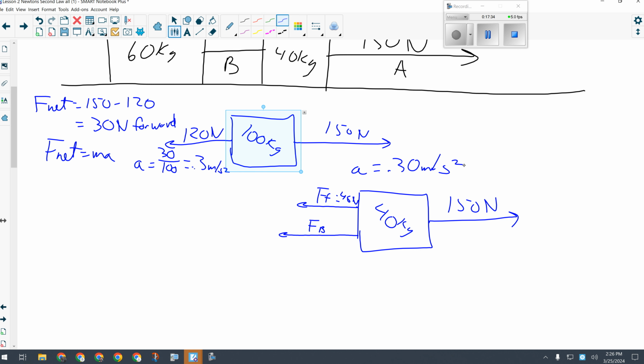Right? F net. Yeah, I can find F net. I know the mass of the 40 kilogram box. I know the acceleration of the 40 kilogram box. So, as we said, in every Newton's second law question, you're going to use both of these methods. Right now, I have M and A, so I'm going to multiply them together. I'm going to say 40 kilograms times 0.3 meters per second squared.